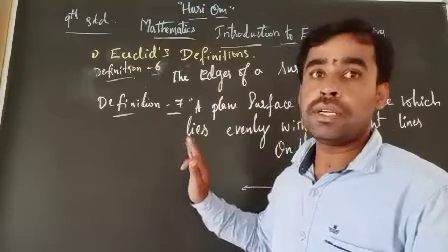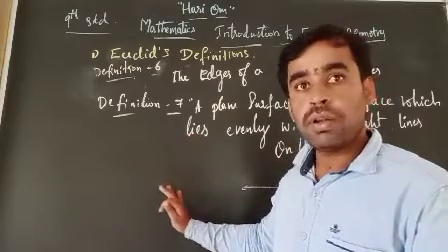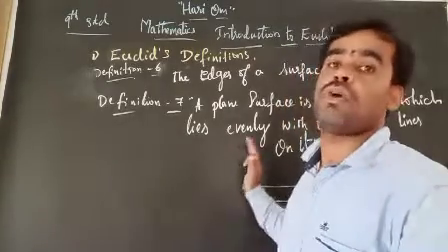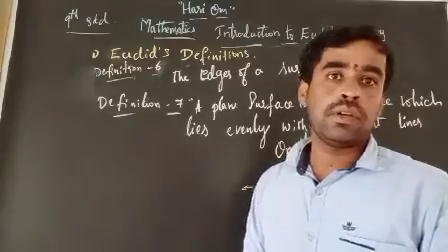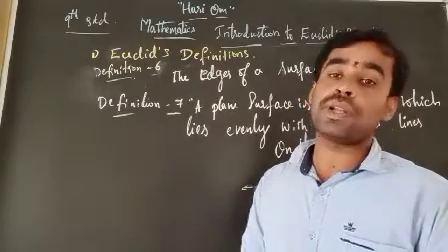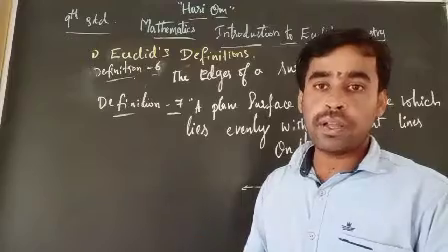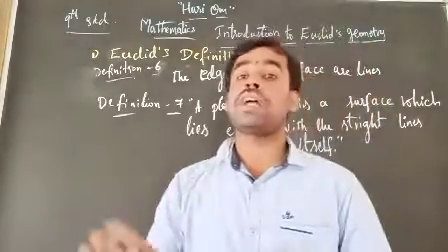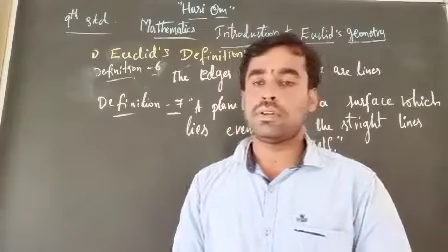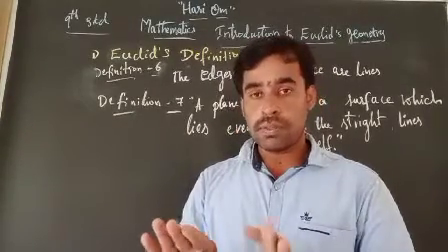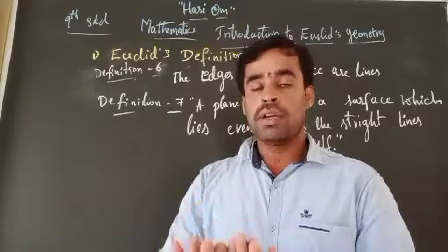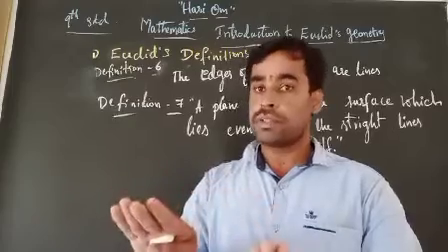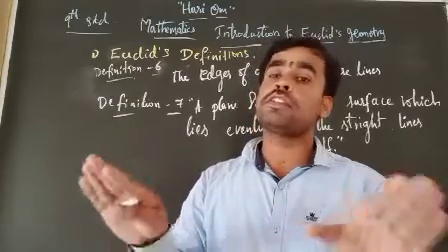Simple definition: if you are able to draw straight lines on a surface, then that surface is called a plane surface. If it is not possible to draw straight lines, and if you draw a line it forms a curved line, then it is not a plane surface. It is a curved surface. Is it clear, students? If you are able to draw straight lines on the surface, it is a plane surface. If it is not possible, it is a curved surface.